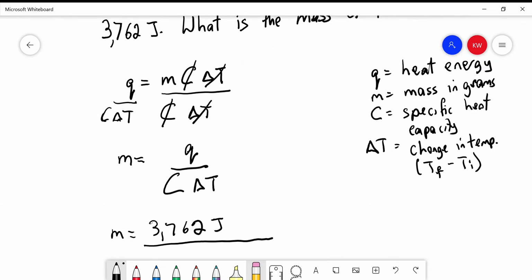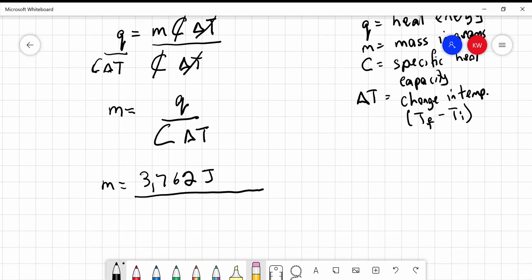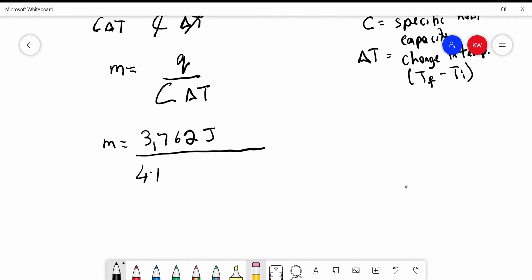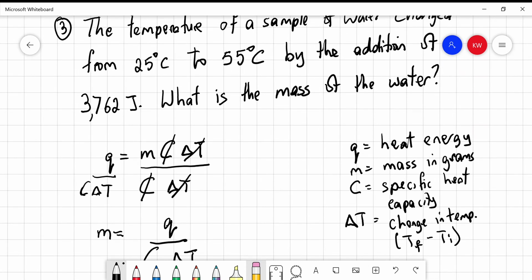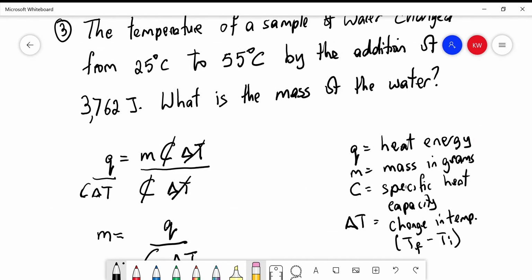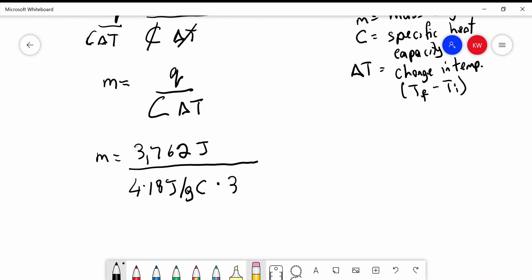And c, what are we talking about here? We're talking about water, and water's specific heat capacity is 4.18 joules per gram per Celsius. And the temperature change, T final minus T initial, we started out with 25, end up with 55, so our final is 55. So it's 55 minus 25, that's 30. We could do some cancelling of our units. The joules will go, the Celsius will go, so we're left with grams. So if you plug this into your calculator, we're going to end up with 30 grams.